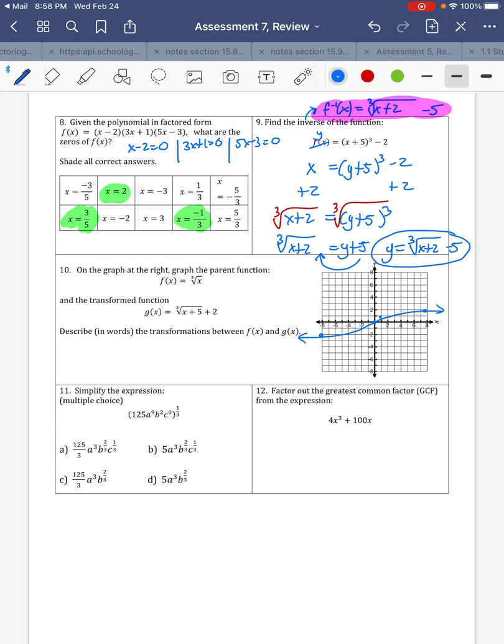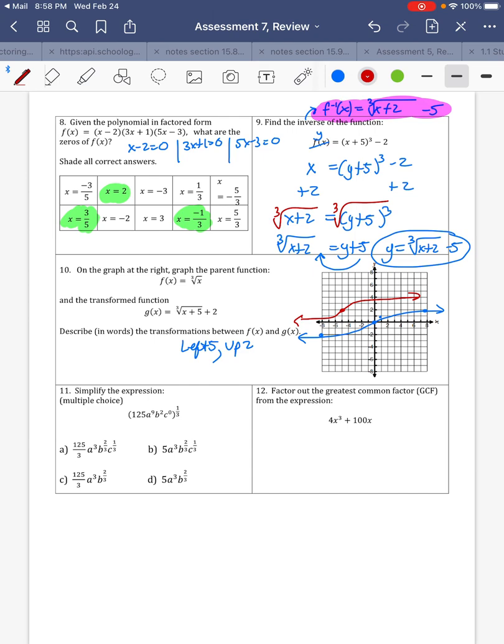If I want to move it left 5 and up 2, okay, so I'm going to do that graph. Left 5, up 2 would be my center there. And then my graph would come through like this and go up right through there.